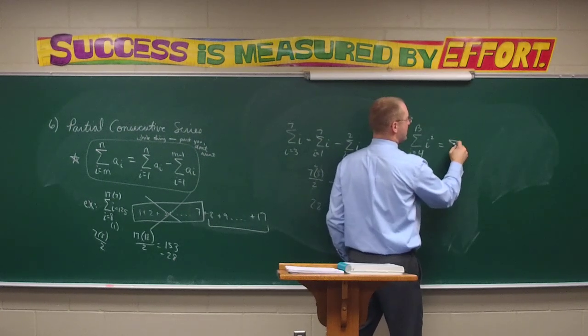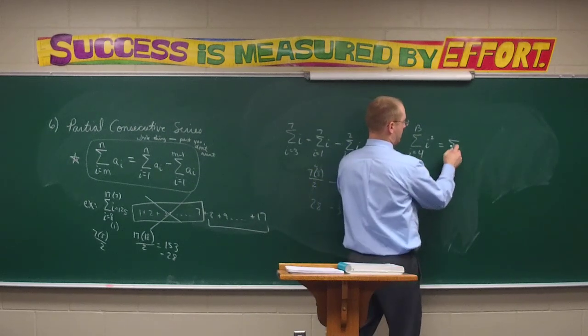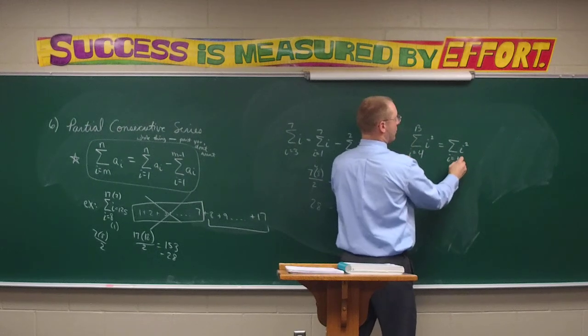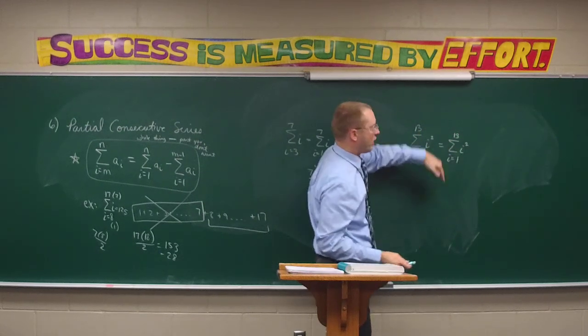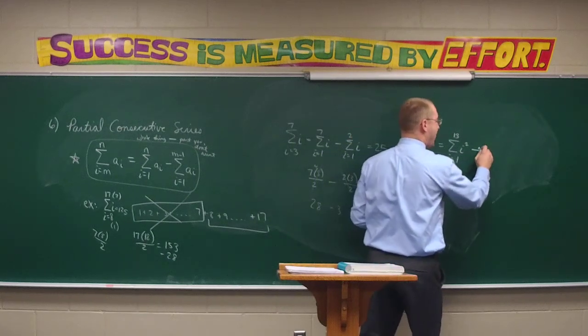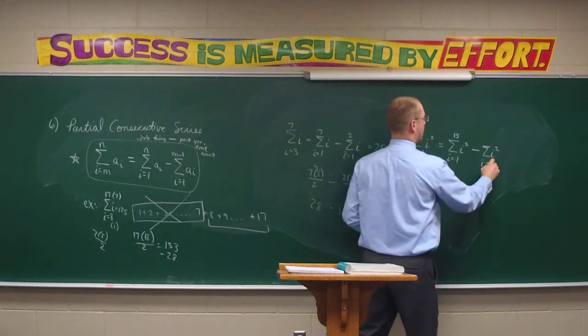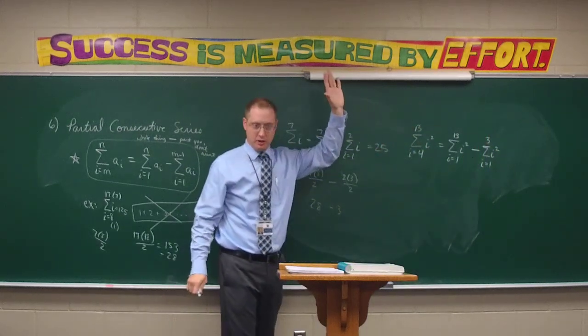The sigma is read series. So the series of I squared from 1 to 13. Does that make sense? It's a series of I squared from 1 to 13. Okay, and we need to subtract then. Good, excellent. All right, how many had the same thing, thinking the same thing?